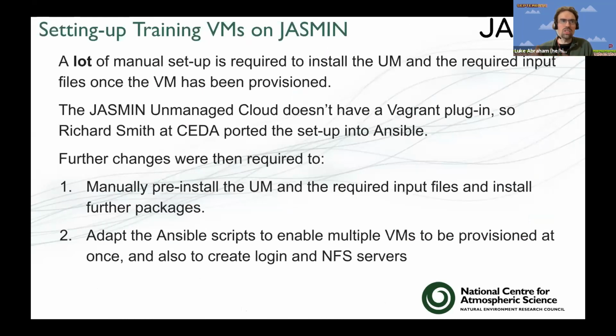But we need a lot of setup to actually get to the point where you can run the model. You've got to set the virtual machine up itself. You've got to install lots of input files. You've got to run through what's called the Rose stem utility, which is an automatic way that the model installs itself and tests itself. And this was quite a lot to ask the students to do. And also, the system I had to run this on, I didn't have AWS at the time, was the JASMIN Unmanaged Cloud, and this doesn't have a Vagrant plugin.